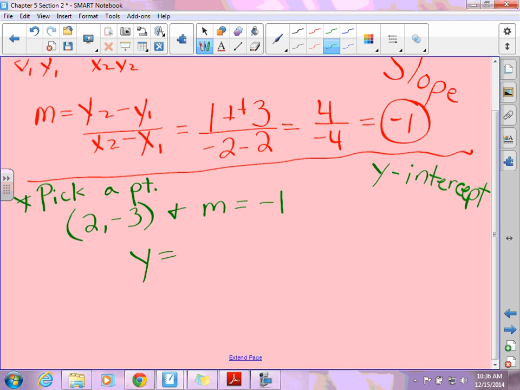In my ordered pair, I got x and y. So for my y, I'm going to plug in -3 equals my m, which is -1, my x, which is 2, and then my b is b. Very good. I tried to trick you. Yep. That's what we're trying to find. So I don't know what b is yet.